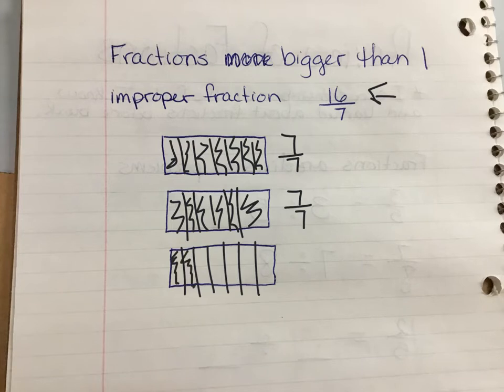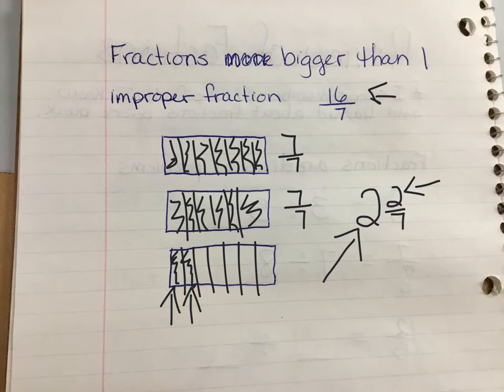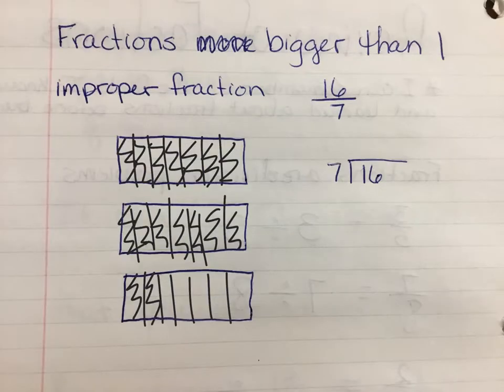So this picture represents 16/7. I need 7 to make a whole, so I had 2 of those, and I had 2 left over. This shows that I could make the mixed number of 2 and 2/7, which would show I have 2 whole items and 2 leftover pieces right here and here. I also could find this mixed number a different way.